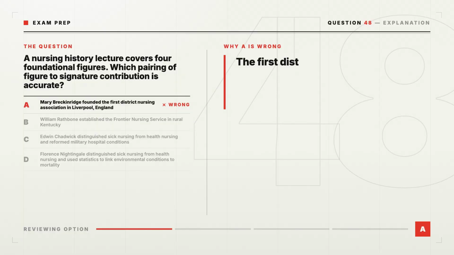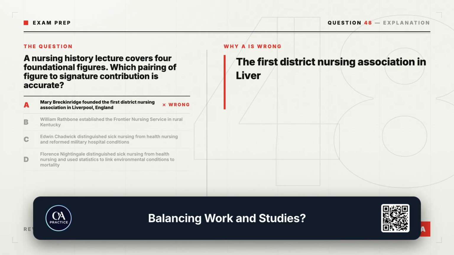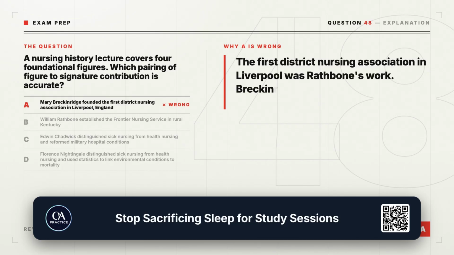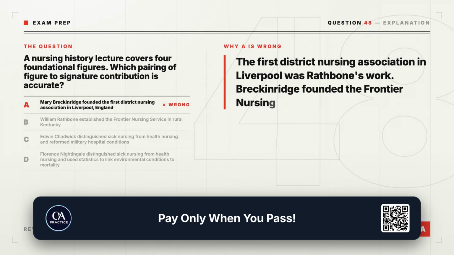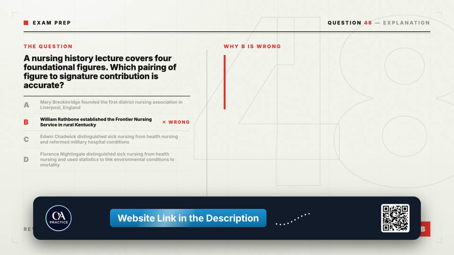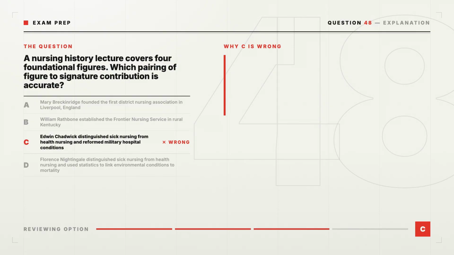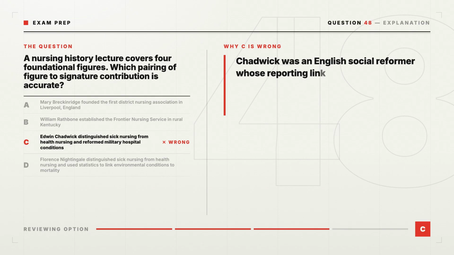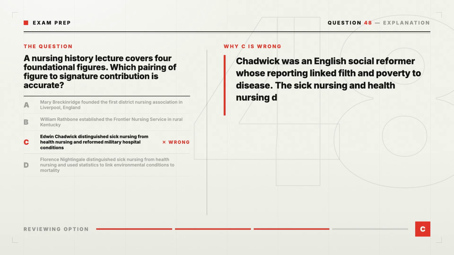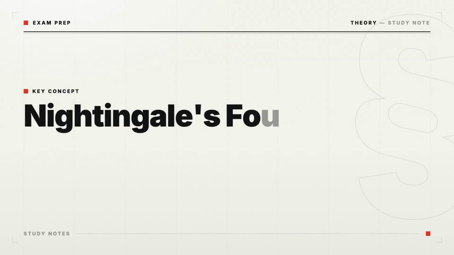A is wrong because the first District Nursing Association in Liverpool was Rathbone's work. Breckinridge founded the Frontier Nursing Service in Kentucky. B is wrong because this reverses the previous pairing. Rathbone worked in Liverpool, England, and Breckinridge worked in rural Appalachia. C is wrong because Chadwick was an English social reformer whose reporting linked filth and poverty to disease. The sick nursing and health nursing distinction and the military hospital reforms belong to Nightingale.